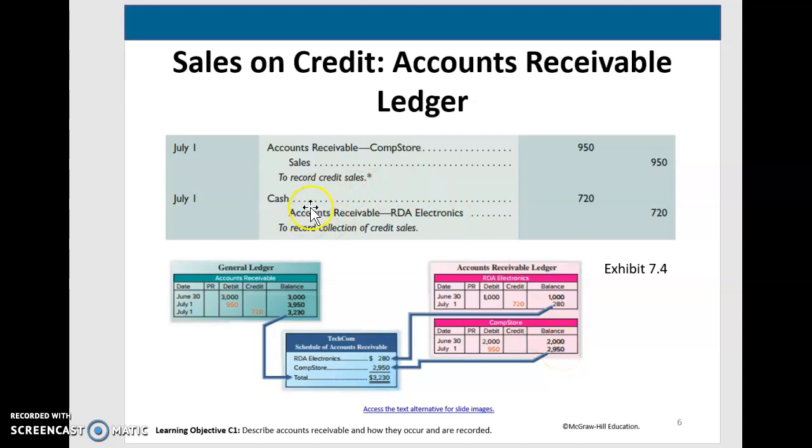On July 1st, we also received a payment from RDA Electronics, so we post that to what is called the subsidiary ledger for the accounts receivable. We post that to the customer's subsidiary ledger account as a credit for $720 to give us a remaining balance of $280. At the end of the month, we will do a schedule of accounts receivable where we go into the subsidiary ledger, add up all of those accounts, bring their balances over, and make sure that this total on our schedule of accounts receivable, here it's $3,230, equals the balance showing in our general ledger account.